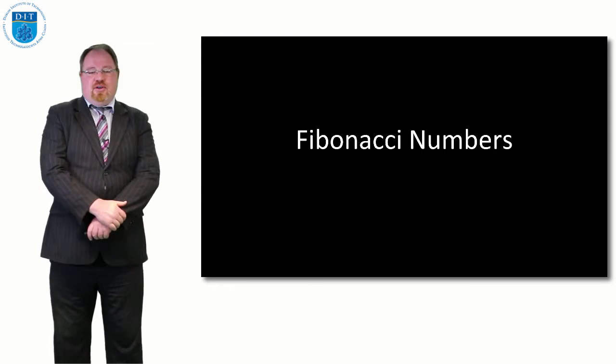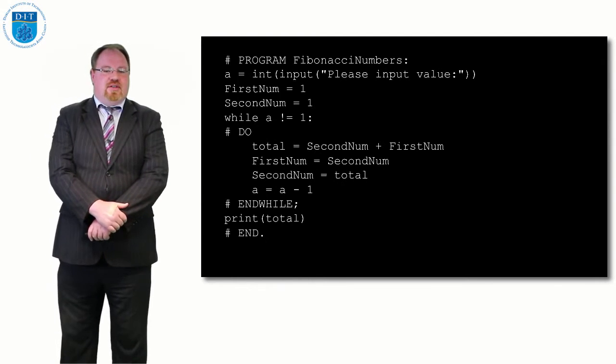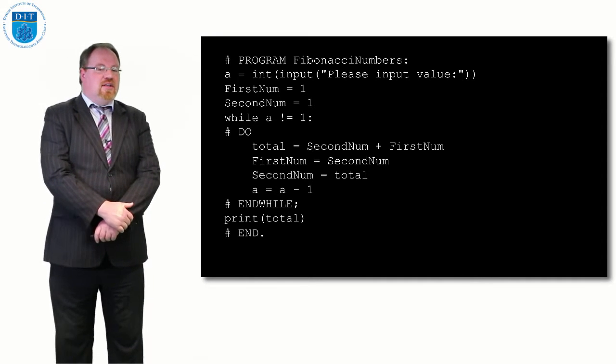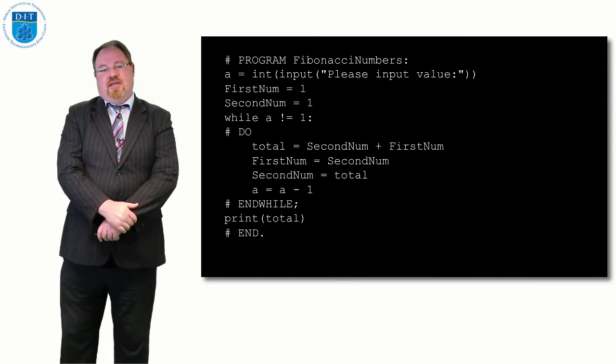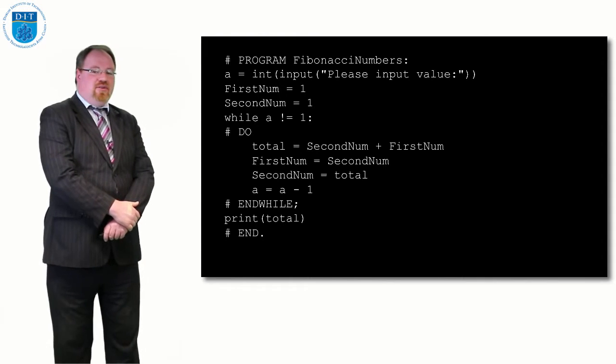Moving on to the Fibonacci numbers code, we remember it. We start off with both values being 1, then we add them together, then we sequence around and we move the pointer from the first number to the second and the second number to the total.